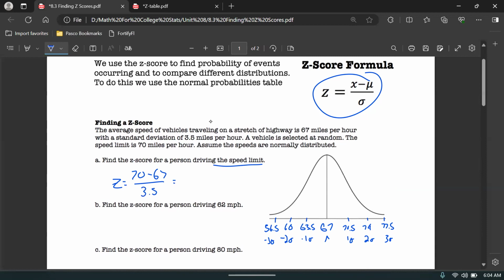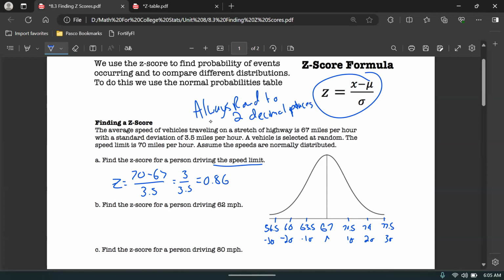So simply type that in the calculator. Let me grab it real quick. So 70 minus 67, of course, that's 3 over 3.5. And 3 divided by 3.5 is 0.86. Now it's really 0.85714 and so on, but when it comes to z-scores, always round to 2 decimal places.